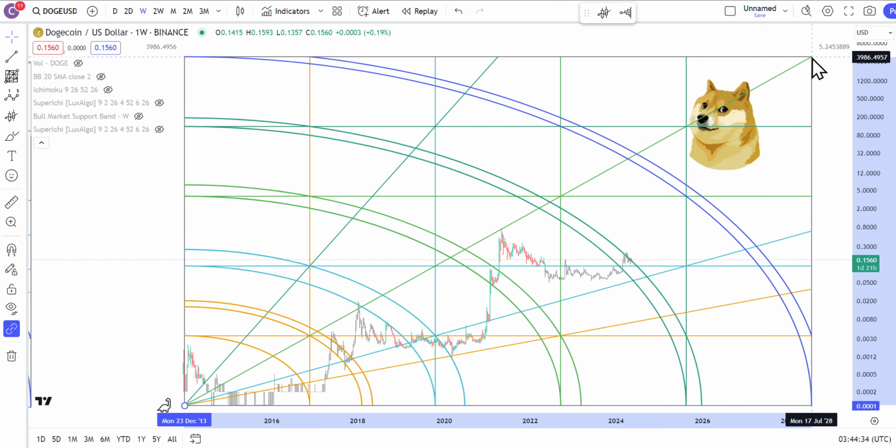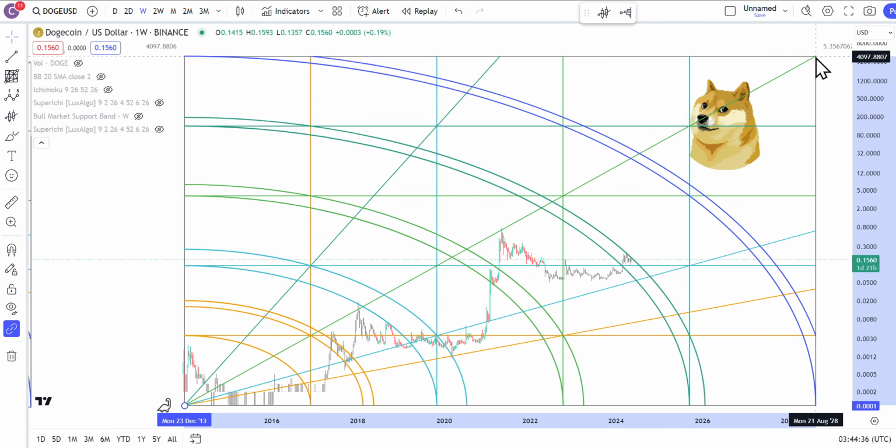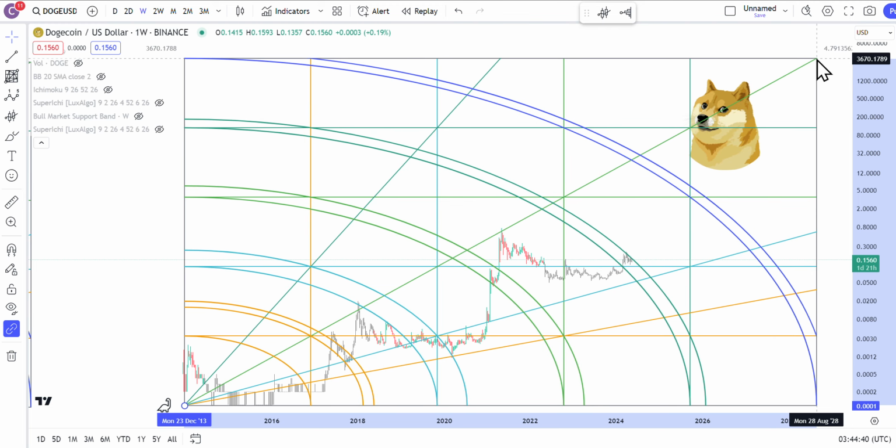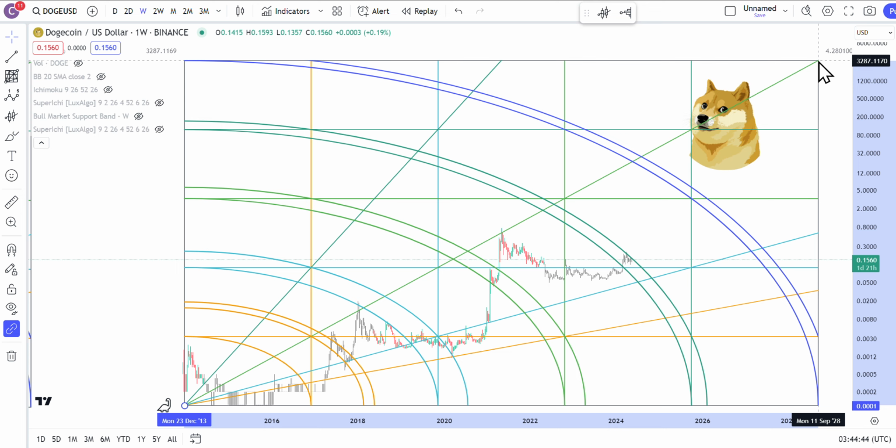So I just drew a Gann square here. I'm trying to fit all these things as best as I can to try to paint the story, try to make sense out of things.